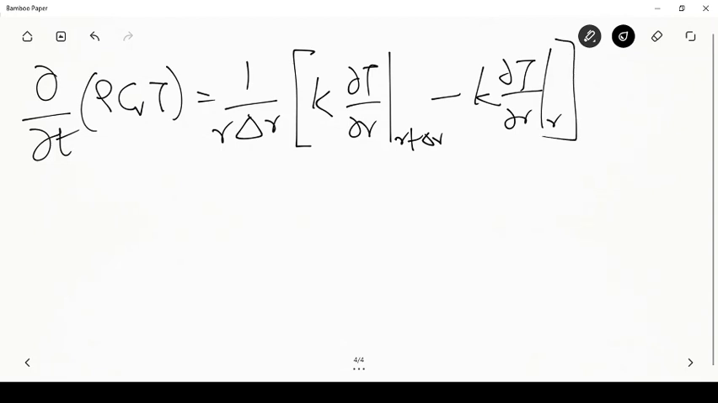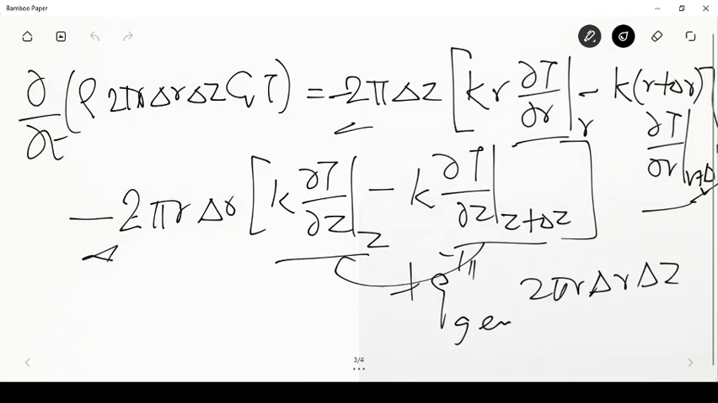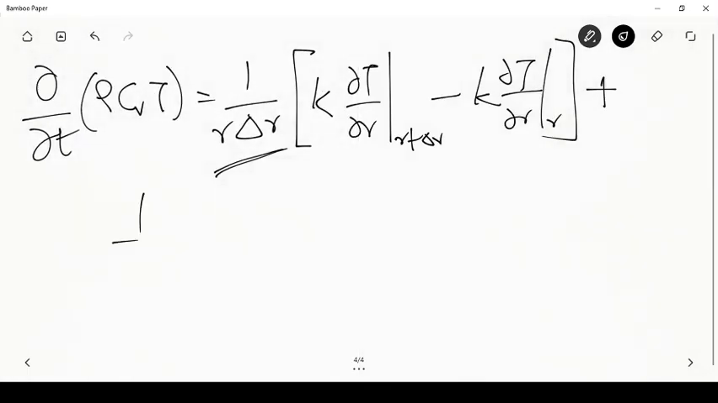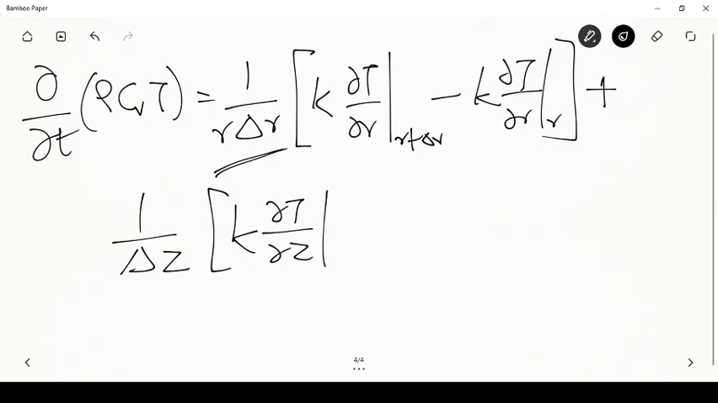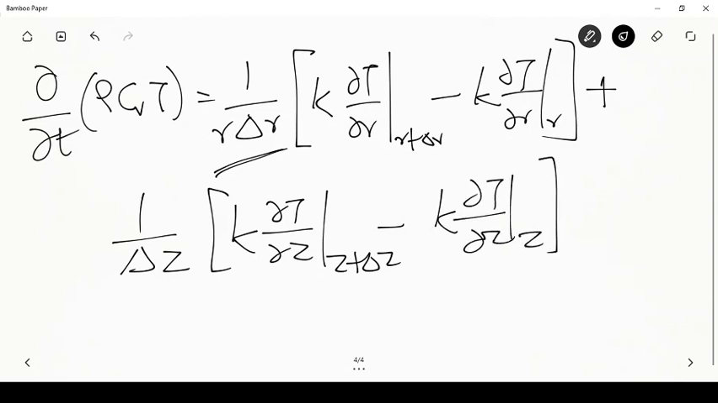Okay, so this, taking the limit as delta r tends to 0, is one part of the equation, plus similarly you will have, this equation has 2 pi r delta r, so when you divide it by this you get a 1 by delta z, multiplied by k del T by del z at z plus delta z minus k del T by del z at z, plus q dot triple prime generation.